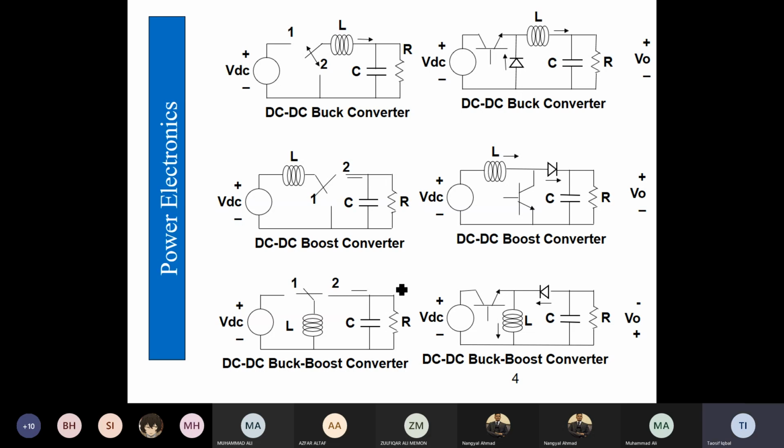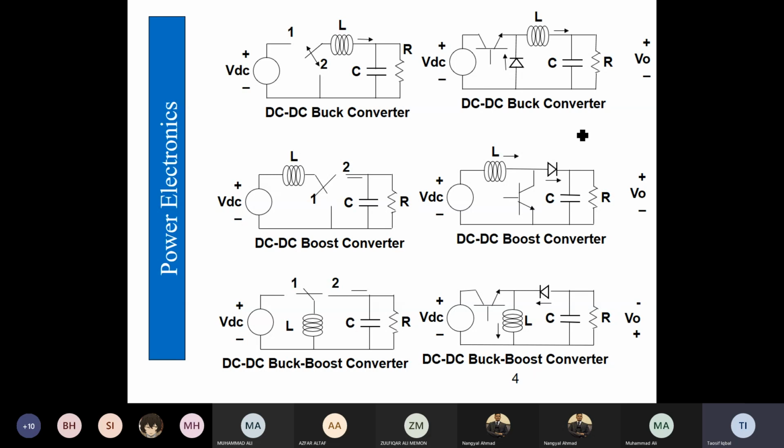And the third one is buck boost converter, which can step up and step down, perform both operations by the provision of duty cycle. Depending upon the duty cycle, the buck boost converter is going to step down or step up. So in buck boost converter, first comes the switch, then inductor, diode, and capacitor.